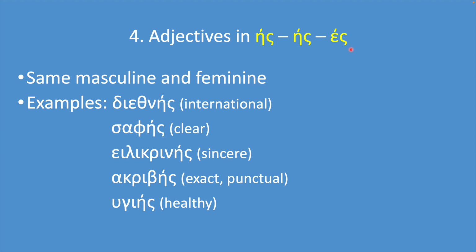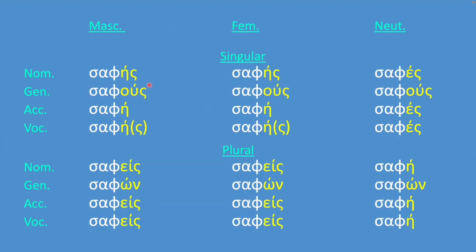The endings are the same for masculine and feminine. Some examples, διεθνής, σαφής, ειλικρινής, ακριβής, υγιής. Σαφής, σαφούς, σαφή, σαφή or σαφής, σαφείς, σαφών, σαφείς, σαφείς. Σαφές, σαφούς, σαφές, σαφές. Σαφή, σαφών, σαφή, σαφή.